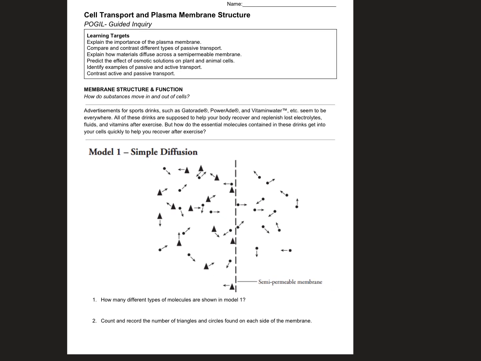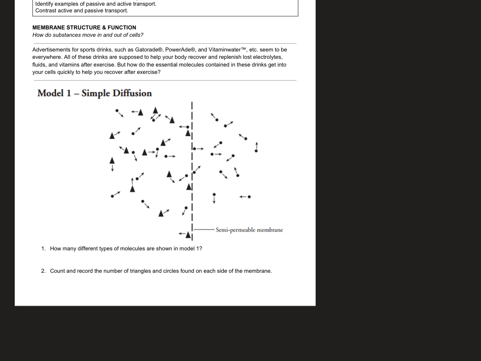All right, so at this point, we're going to look at this. This is called simple diffusion. We talked about it and drew it in class on Monday. You have these molecules bouncing around, and the question is, how many different types of molecules are shown in Model 1? I think it's obvious that the answer is 2. Next, count and record the number of triangles and circles found on each side of the membrane, on the right versus the left.